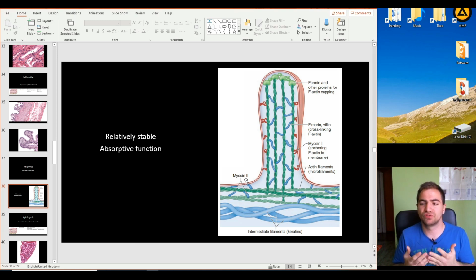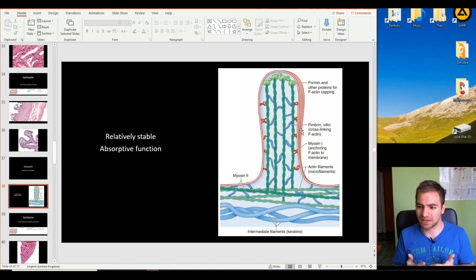There is no point of movement, which is actually a bit ironic because the main structure of the microvilli is microfilaments, and we discussed already that microfilaments typically play a role in movement. In this case, we can see the actin filaments, the F-actin, the filamentous actin, along the whole structure of the microvilli and anchored to the cell membrane with myosin. Again, these are typically moving structures. And again, the fimbrin, which cross-links F-actin.